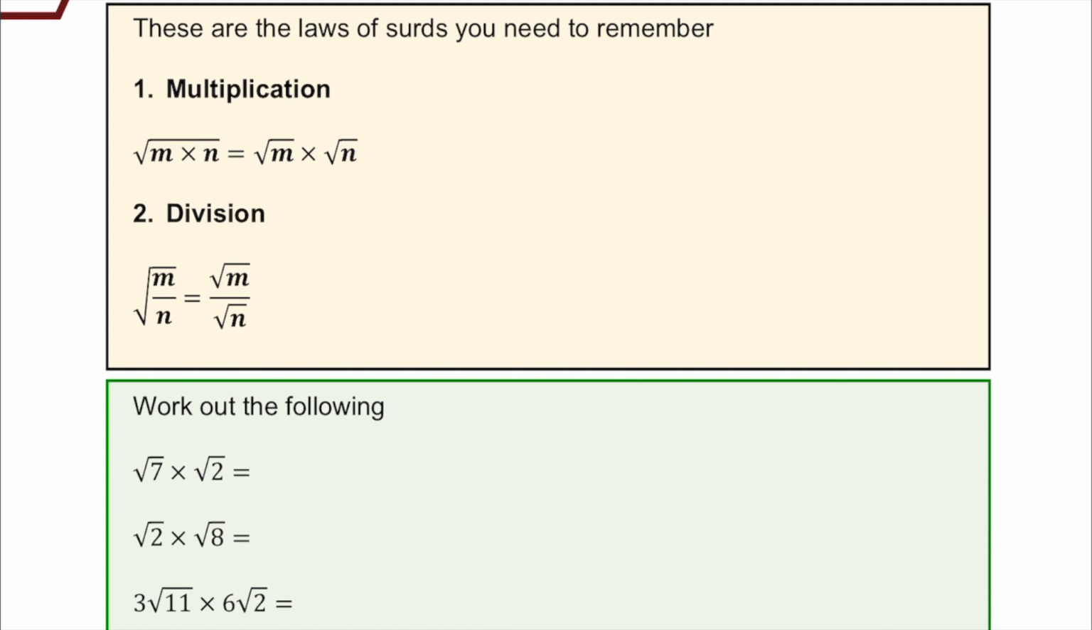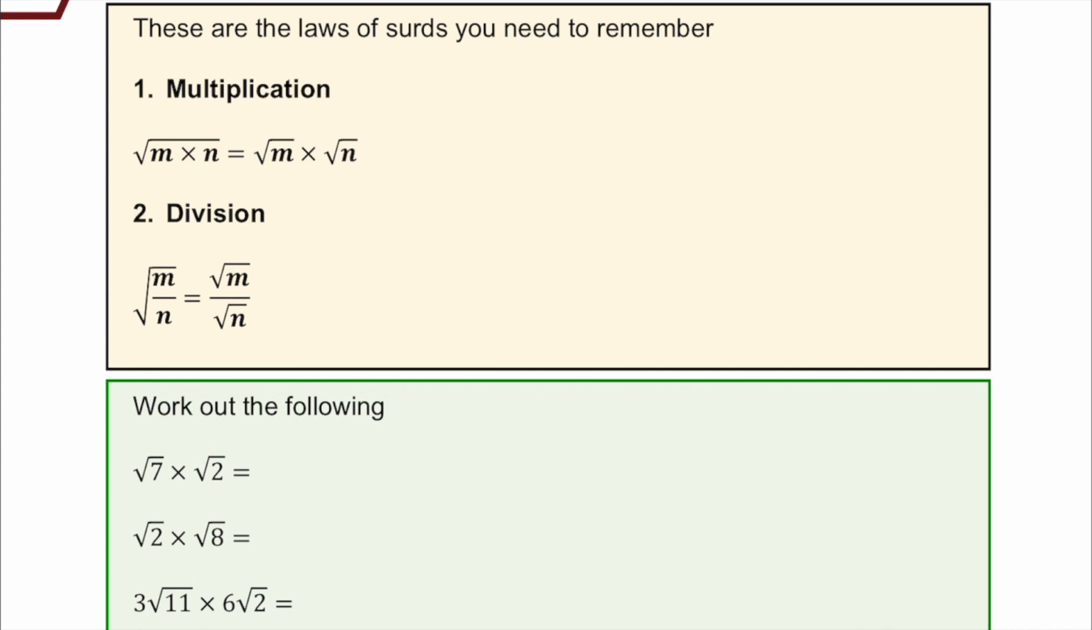Okay, so similar to our indices, there are some laws of surds that we need to remember. Luckily, there's not quite as many as with indices, there's just two in total. Make sure you copy these down. So for the first one, very, very simple.